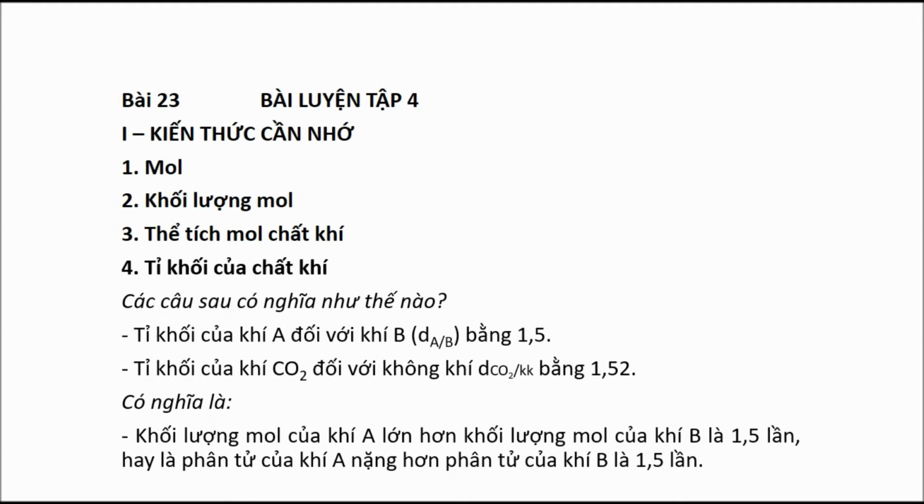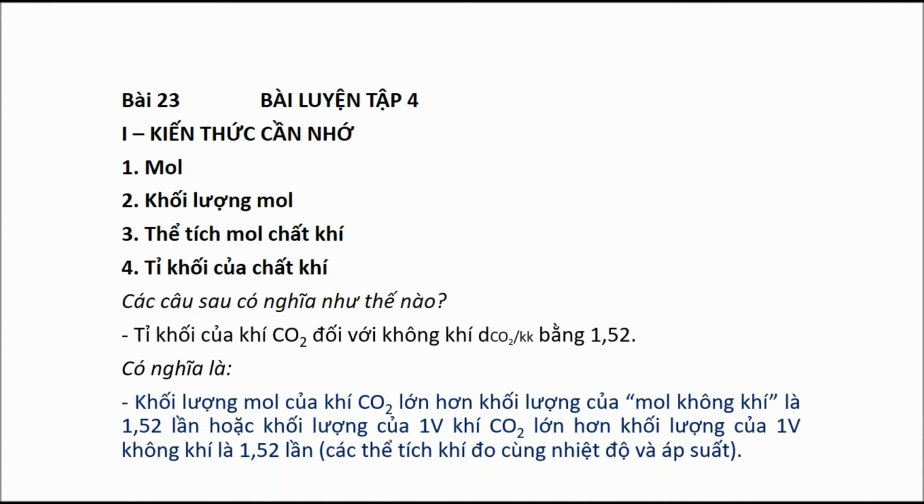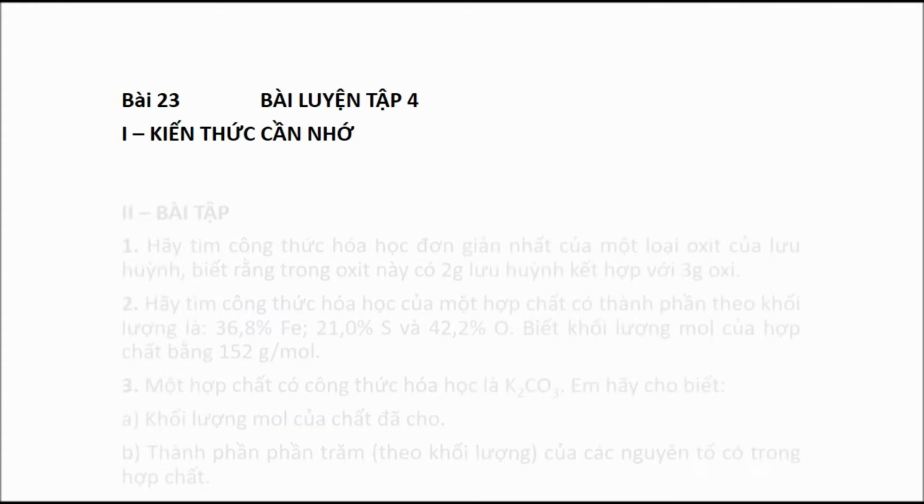Their meanings. The molar mass of gas A is 1.5 times bigger than the molar mass of gas B, or the molecule of gas A is 1.5 times heavier than that of gas B. The molar mass of CO2 gas is 1.52 times bigger than the molar mass of the air, or the mass of 1 V of CO2 is 1.52 times larger than the mass of 1 V of the air. Volumes of gases are measured at the same temperature and pressure.